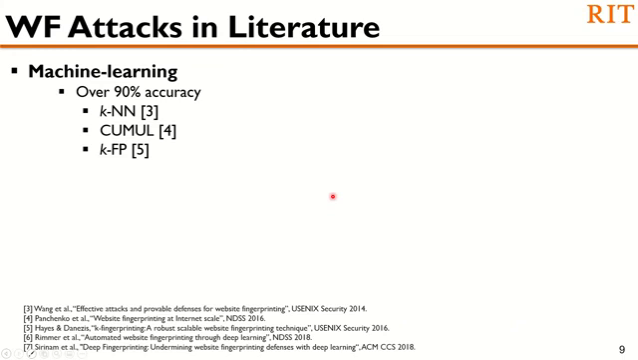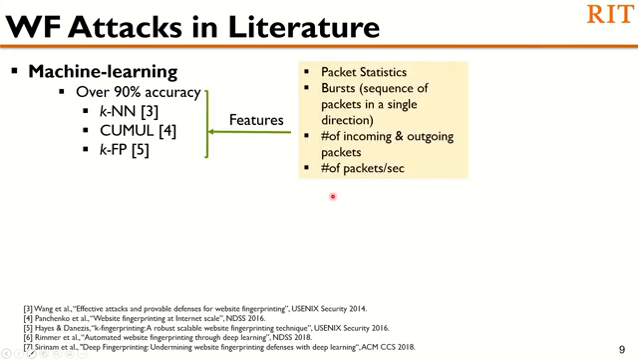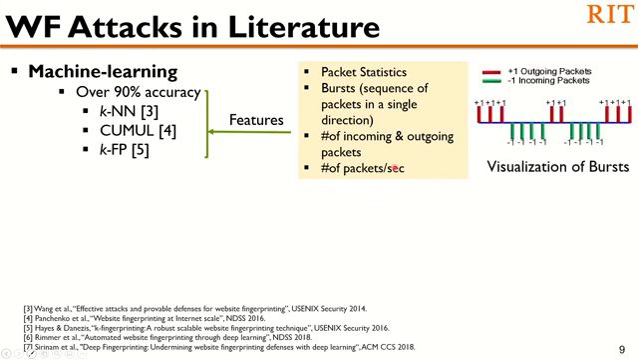Over the years, this attack has got a lot of attention from the research community, and they are able to get over 90% accuracy with different machine learning models. The features they primarily use are packet statistics and bursts of the traffic. A burst is a sequence of packets in a single direction. You can see the traffic flow of incoming and outgoing packets in this figure.